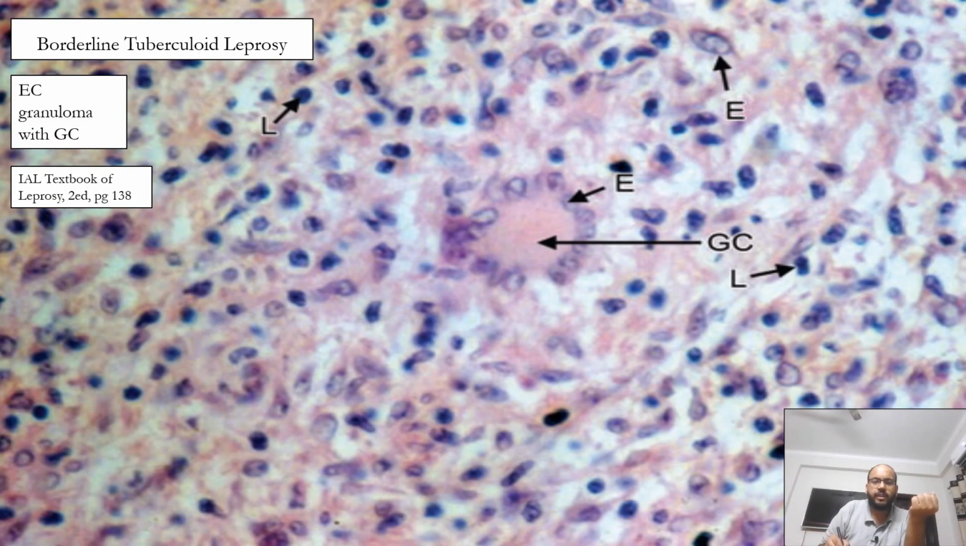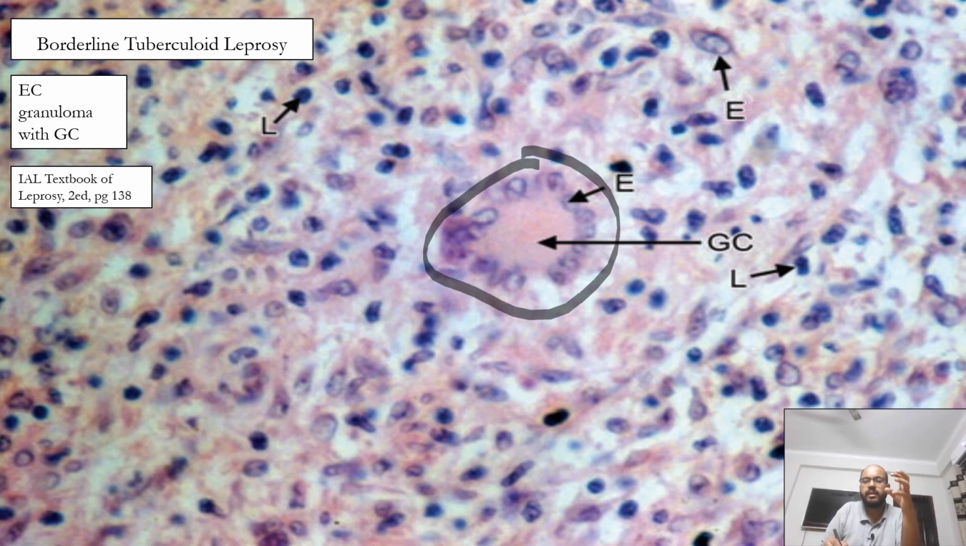So in this picture, we are looking at a giant cell. And we can see that the nuclei are arranged at the periphery, and that we see in a foreign body giant cell. Okay, foreign body giant cell. And you can see an epithelioid cell. Remember, slipper shaped nucleus, which is a faded nucleus. And you can see a little bit of small, blue lymphocytes. These are all lymphocytes. This is an epithelioid cell again.